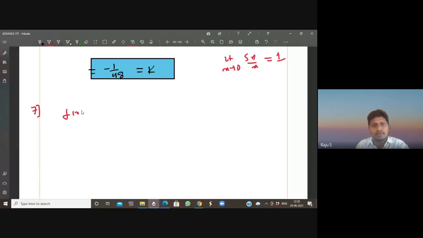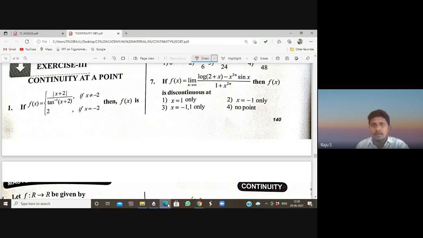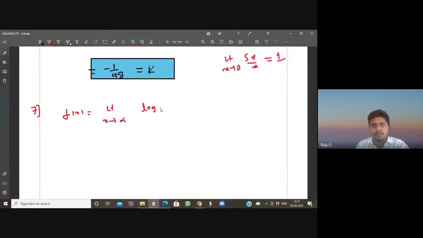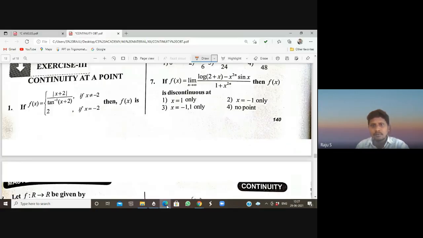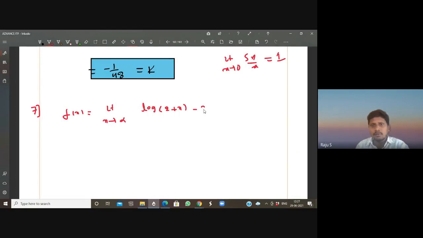f of x is equal to limit n tends to infinity, log of (2 plus x) minus x power 2n, into sine x, all divided by 1 plus x power 2n.